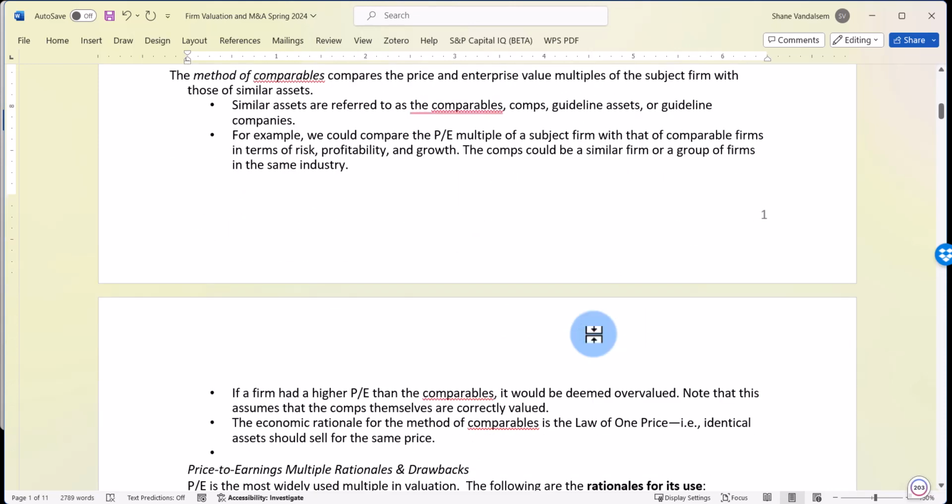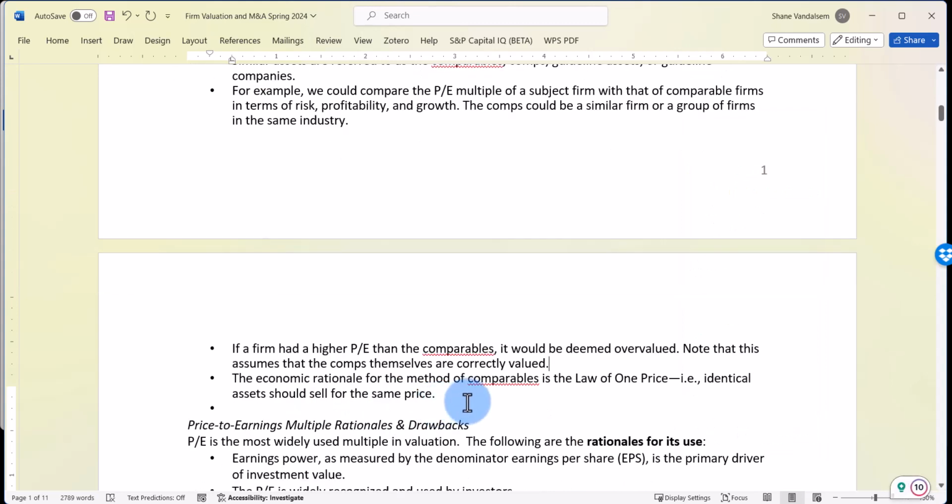So if a firm had a higher PE than the comparables, it would be deemed to be overvalued. Note that this assumes that the comps themselves are correctly valued. The economic rationale for the method of comparables is the law of one price. And the law of one price says identical assets should sell for the same price after we account for moving that asset somewhere else if it needs to be moved.